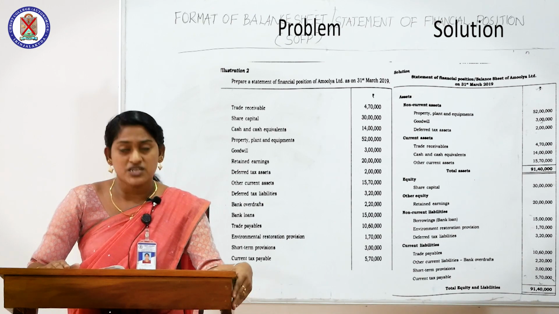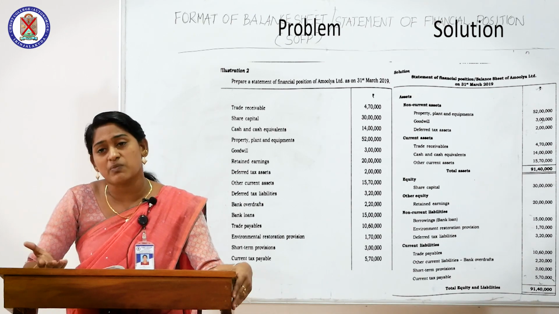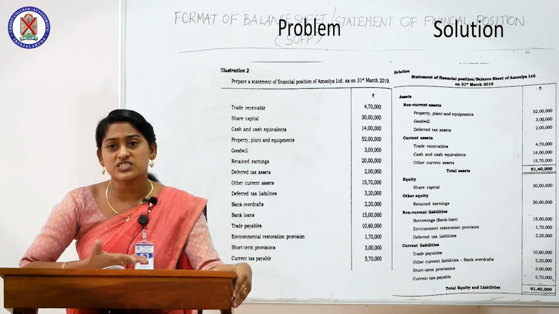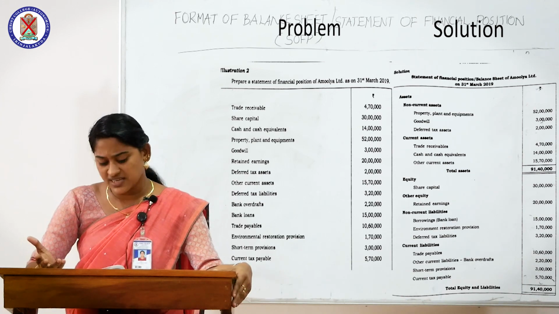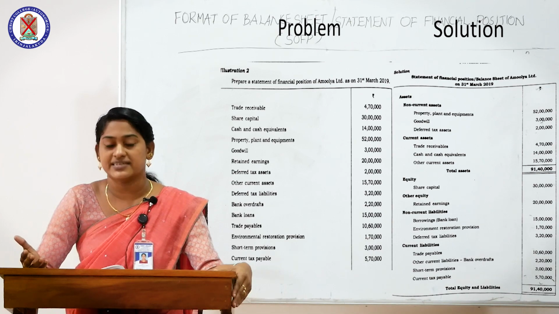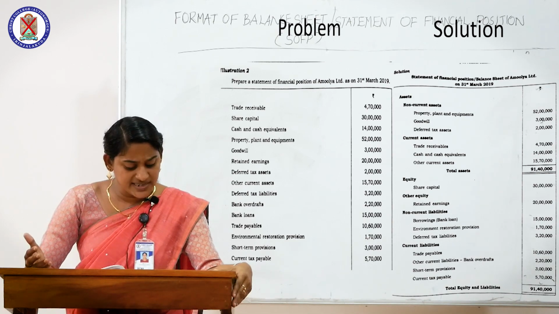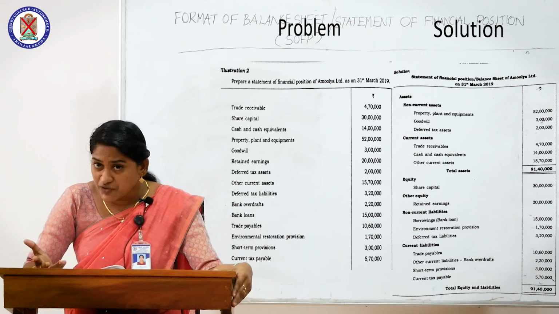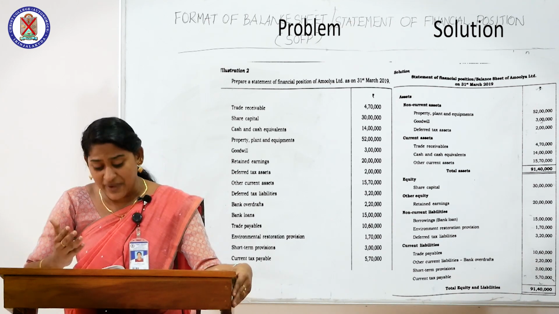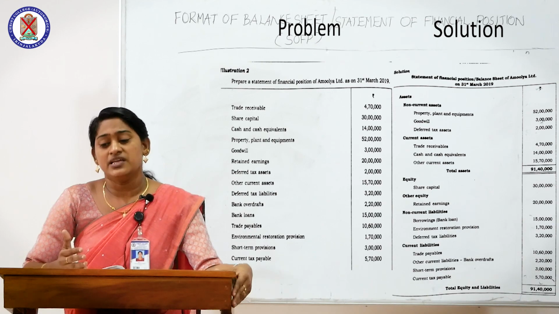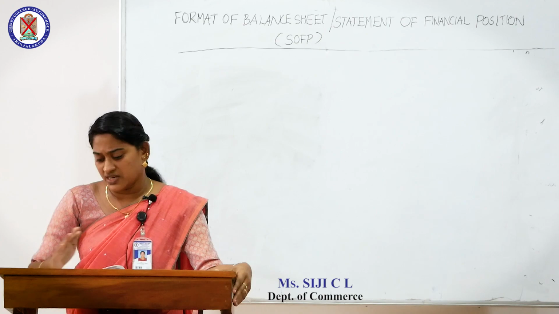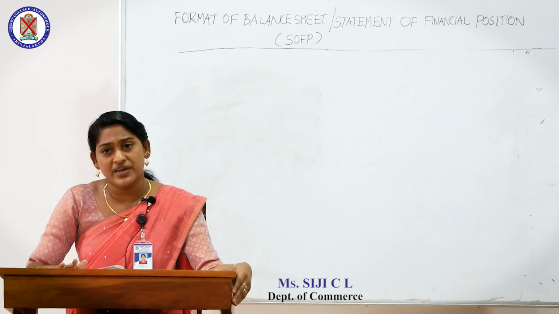Then the next one is short-term provision. Provision is the money set aside for meeting some obligation. This provision is short-term in nature, so it is under the head current liability. Then the next one is current tax payable. This tax is for the current year. It's a liability for the businessman, so it should be placed under current liability. Now we can total the assets and liabilities. The assets and liabilities will be equal.